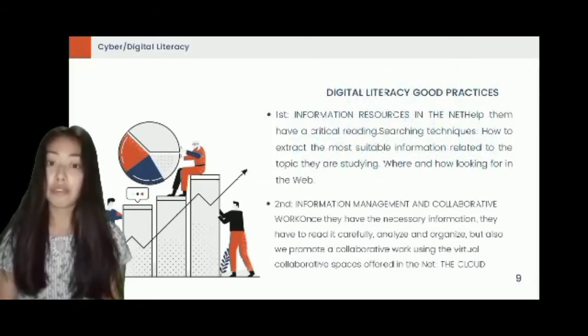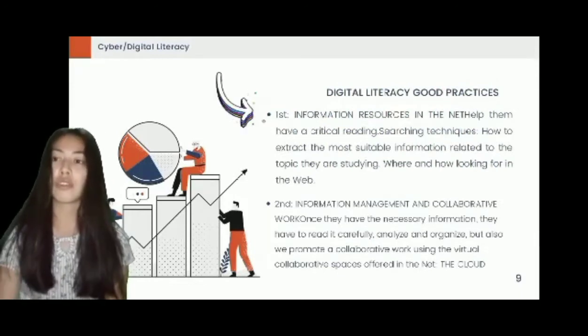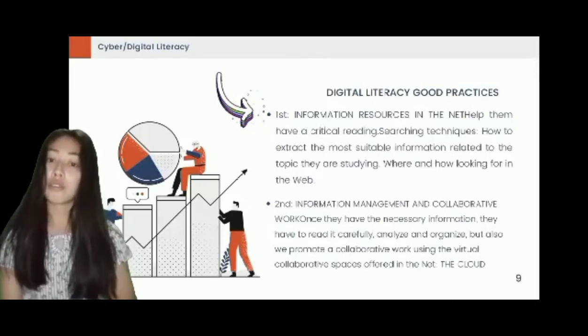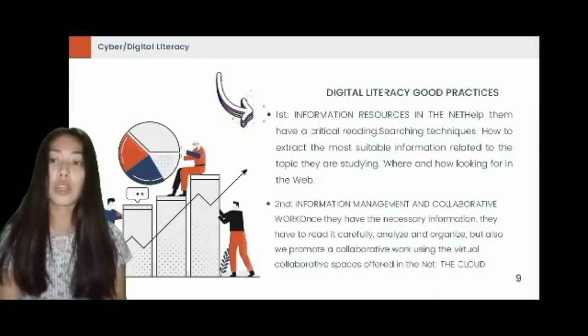So we have 5 practices. So first we have information resources in the net. So help them, or help us, have a critical reading and searching techniques on how to extract the most suitable information related to the topic we or they are studying, and where and how to look for it on the web.